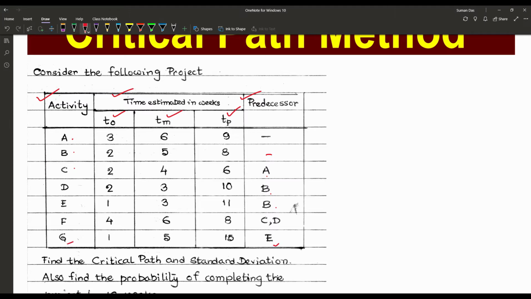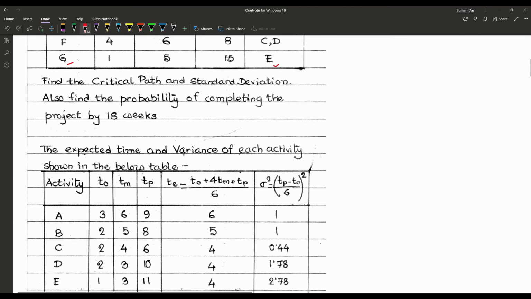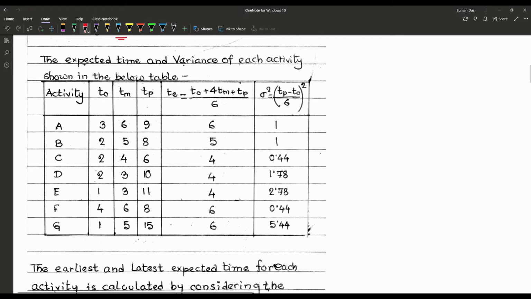Now the question is: find the critical path and the standard deviation. Also, find the probability of completing the project by 18 weeks. Let us compute the expected time and the variance of each activity.